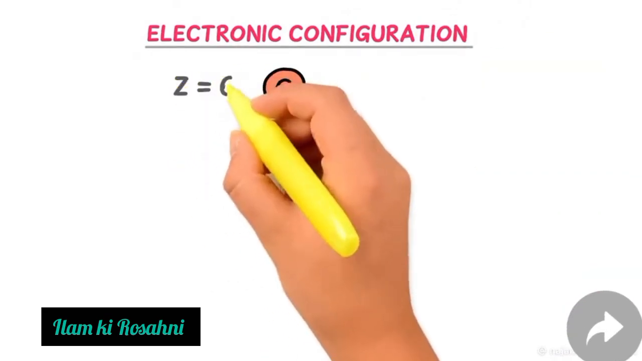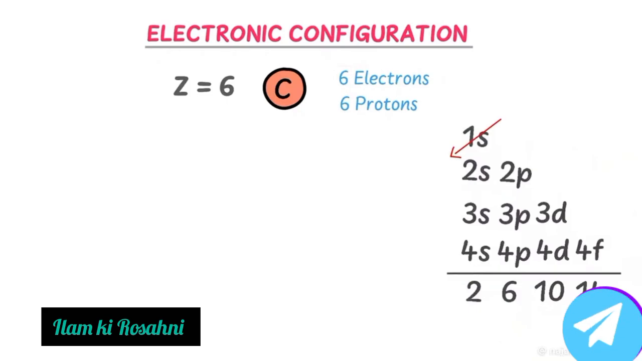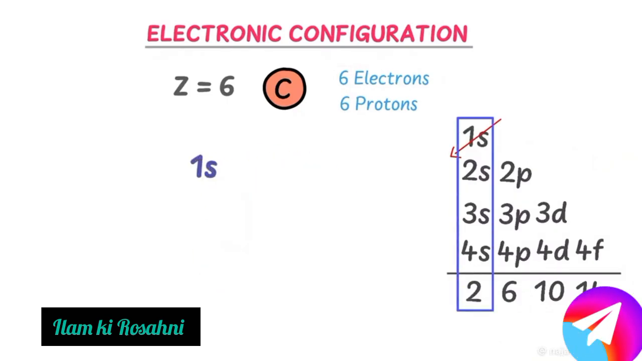Now let me teach you the electronic configuration of carbon atom. We know that the atomic number of carbon atom is 6. Means that there are 6 electrons and 6 protons in the carbon atom. But we only need the number of electrons. I cut the 1s like this and write here 1s. We know that S subshell can accommodate only 2 electrons. Then I cut 2s like this and write it here. 2s can also accommodate 2 electrons.